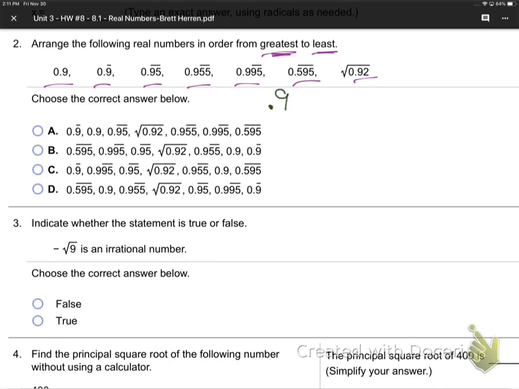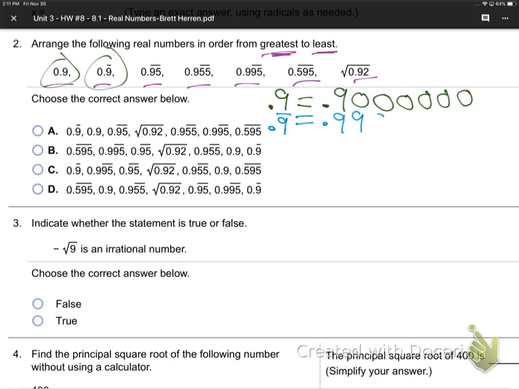So here I guess I better put it over here. Okay, that's going to be 0.9. It's just going to be zeros the rest of the way. It's just 0.9. Second one, 0.9 bar. I don't know if I have room for all these. 0.9 bar. Well, you know what that means. What's the bar mean on something? Just repeats. Just going to be 9s forever.